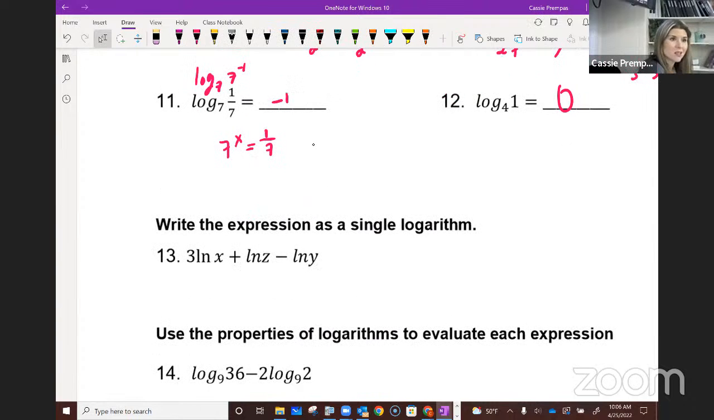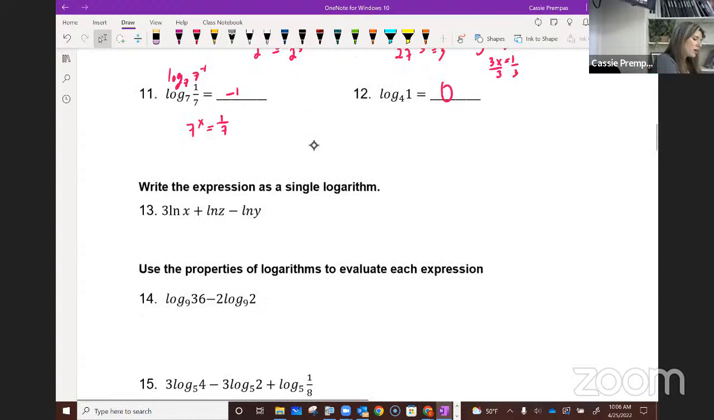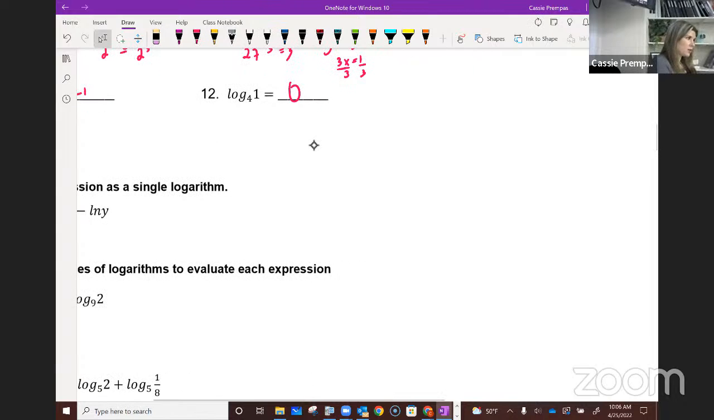Properties: the product, the quotient, and the power. Something that's important for you to make note of: when you're combining logs, you want to use the power property first. When you're expanding logs, you use the power property last. Otherwise, work left to right.